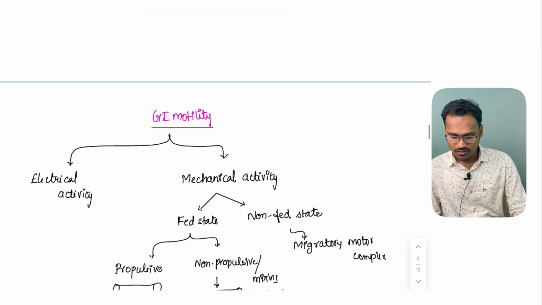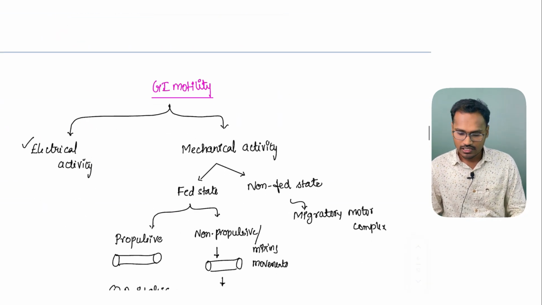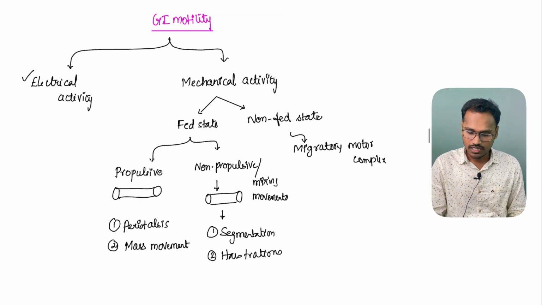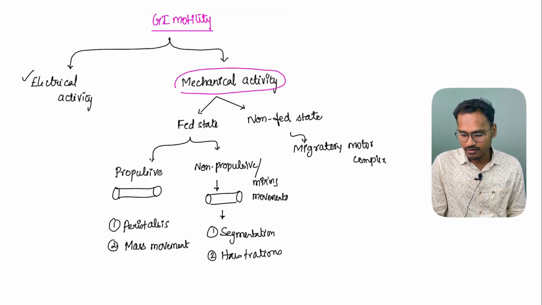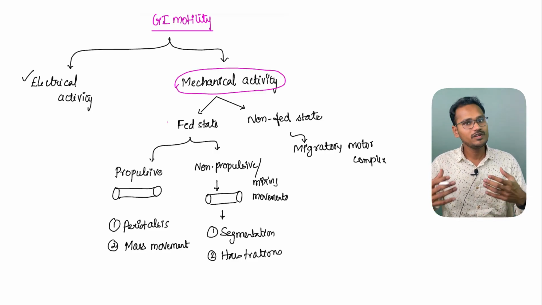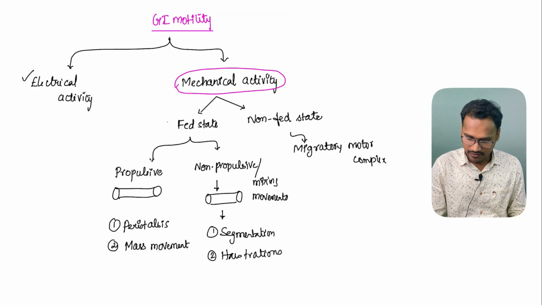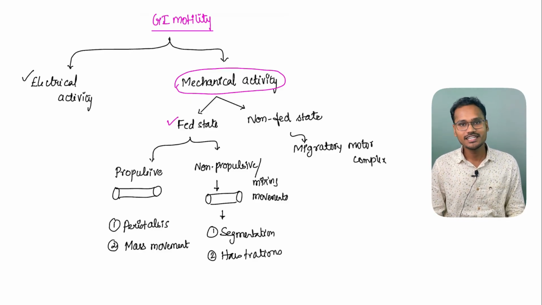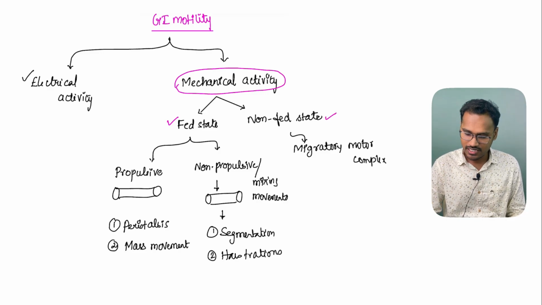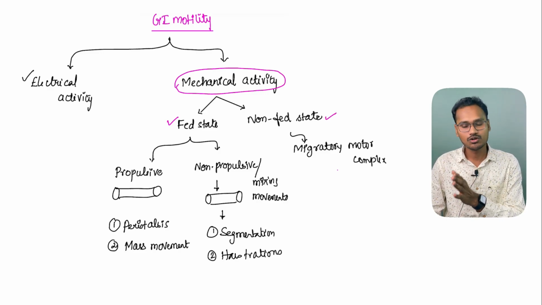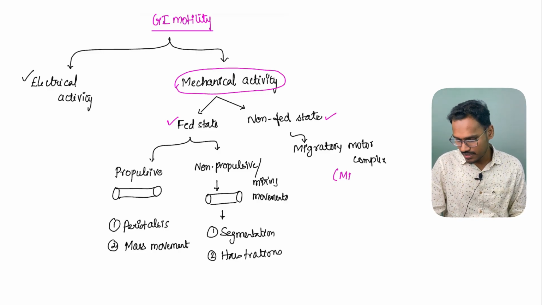So we saw that one is the electrical activity. Now we are going to discuss the most important part, that is the mechanical activity. The mechanical activity, the majority of the time, we need in the GIT when we are having some food. That is called the fed state. But interestingly, there is some motility which happens in a non-fed state. You are fasting, you are not taking food, but some amount of motility is happening, which is called the migratory motor complex, that is nothing but MMC.